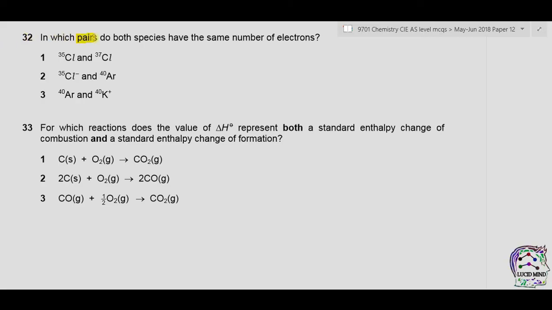Question 32. In which pairs do both species have the same number of electrons? We can find the atomic number from the periodic table. The atomic number of chlorine is 17. The atomic number of argon is 18.